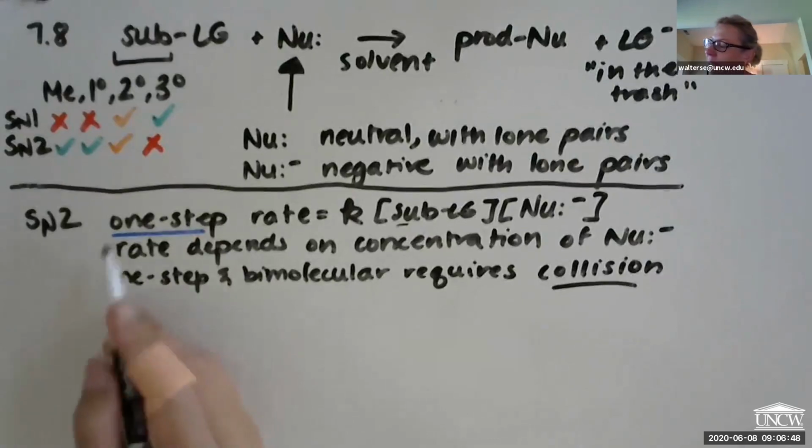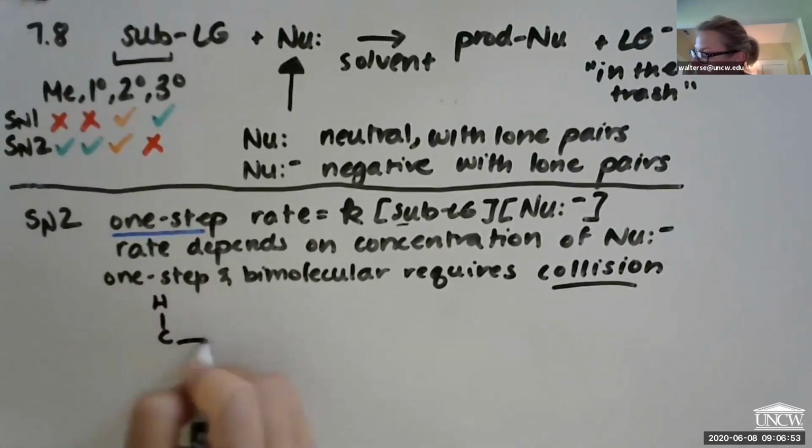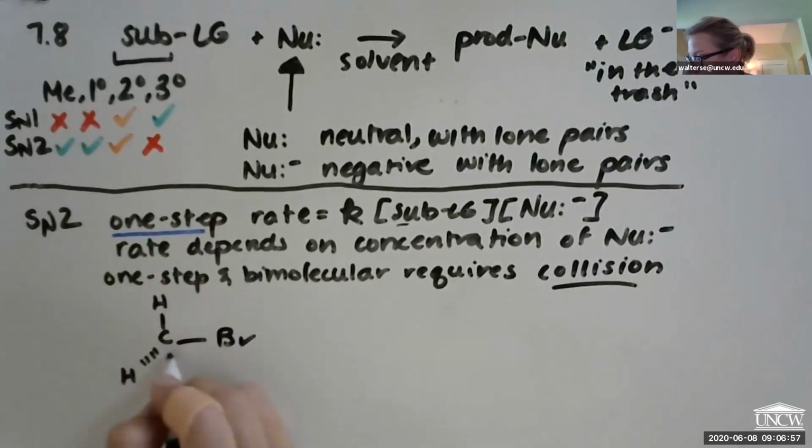In our one-step reaction, if we look at our substrate, and this is just a methyl substrate just because we know it's going to work.